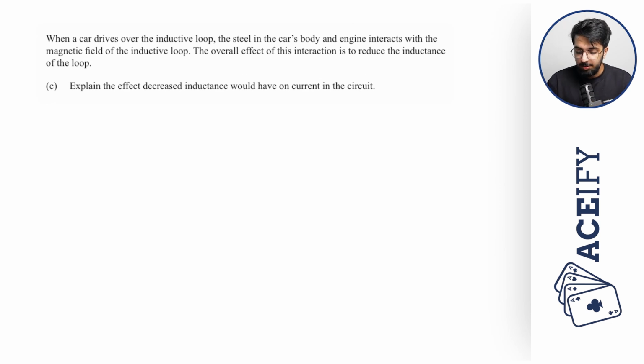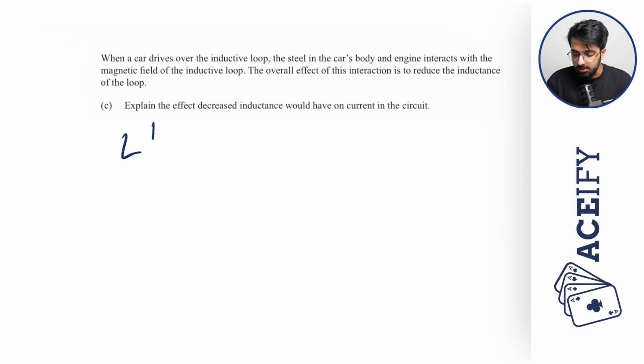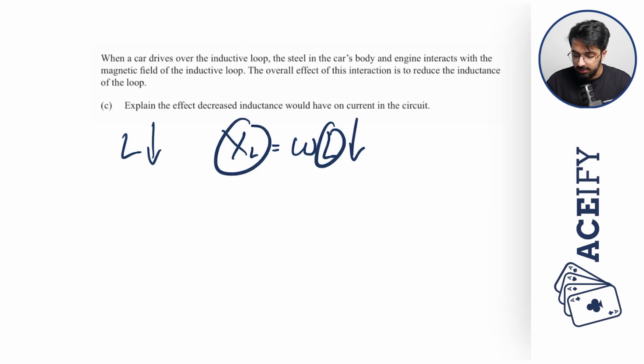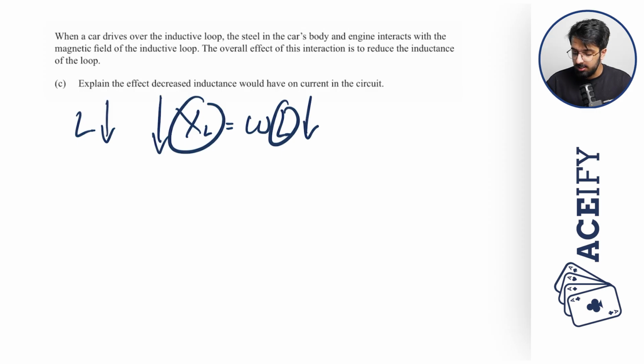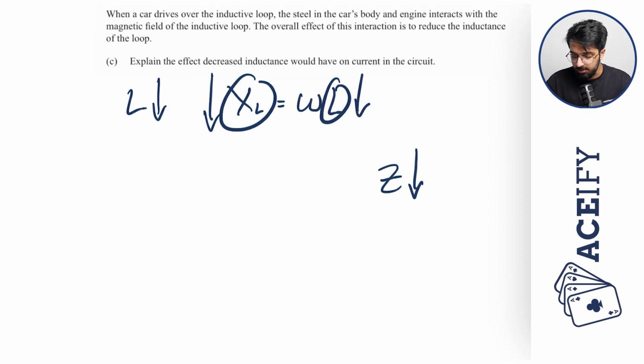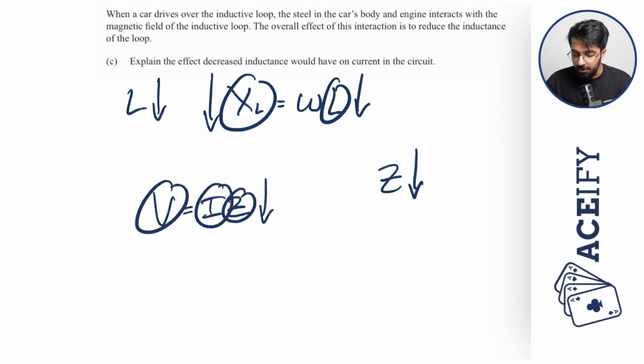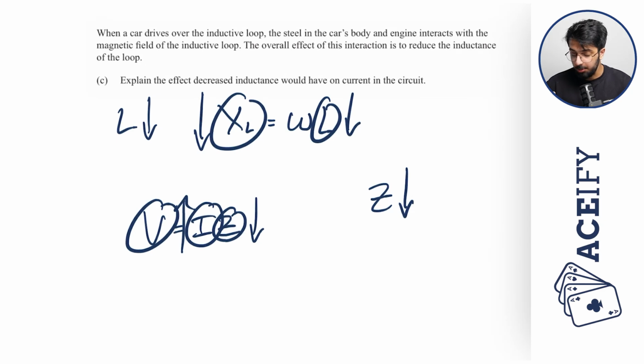Alright, so if we reduce the inductance of the circuit, we know that the reactance of our inductor is equal to omega L, where obviously L in this case is our inductance. And so if our inductance decreases, the reactance in the circuit will decrease. And so if our reactance decreases, our total impedance will also decrease. And so as V is equal to IZ, if our total impedance decreases and our voltage remains the same, our current must increase. And so you can put that in words.